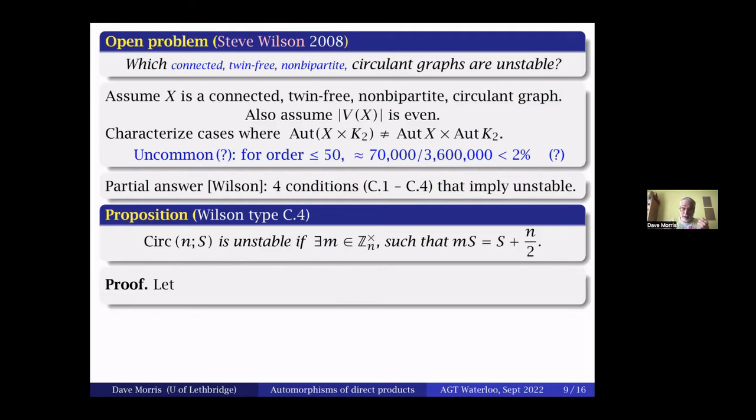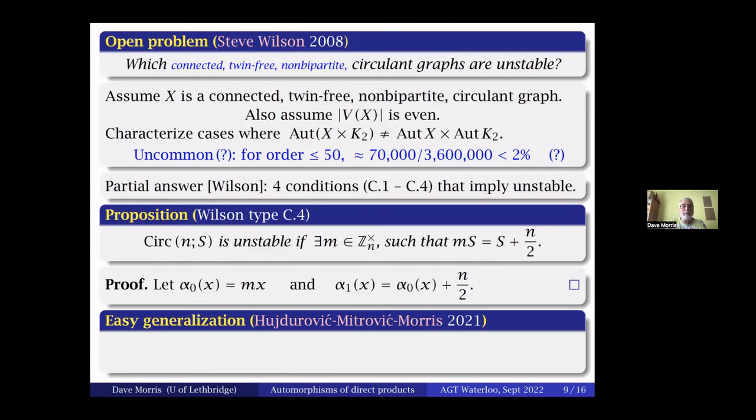We should be able to find a permutation alpha naught and a permutation alpha 1. And this m here, that gives us alpha naught. Alpha naught is just going to be multiplication by m. And then alpha 1, well, if you look here, m times s, alpha 1 is just going to be translation by n over 2. This condition will exactly say that alpha naught and alpha 1 will be a twofold automorphism. Neither one is an automorphism by itself, but put the two together and it will be an automorphism.